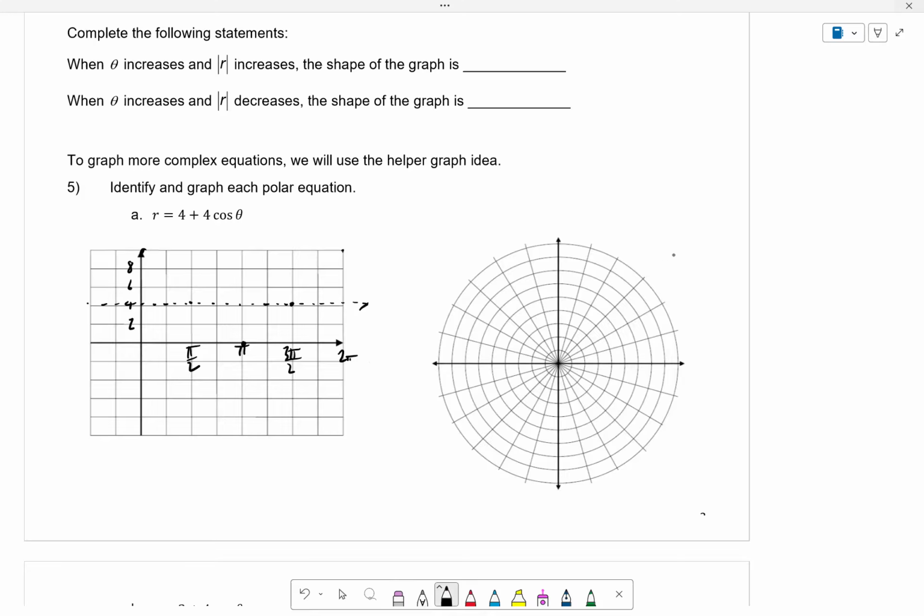So here's our helper graph. We're doing rectangular first. But this is still the theta axis and the r axis in a rectangular sense. It would be reduced to five if the 4 were inside with the theta. But there's no horizontal stretch. Yeah, but there's an amplitude at 4, that vertical stretch.